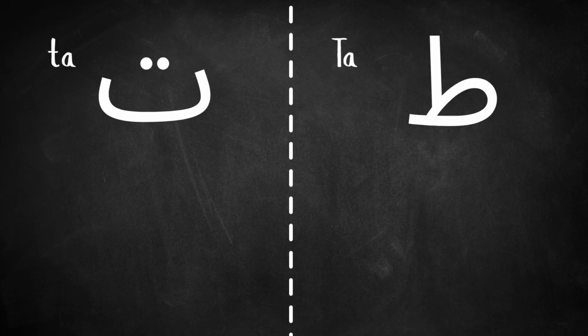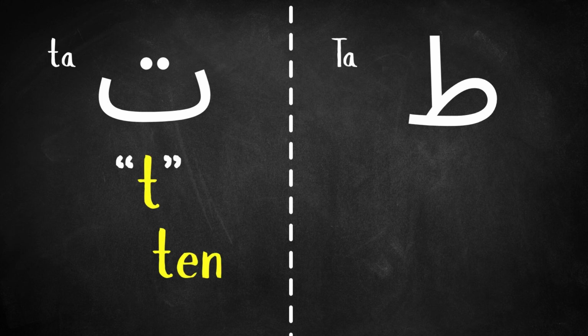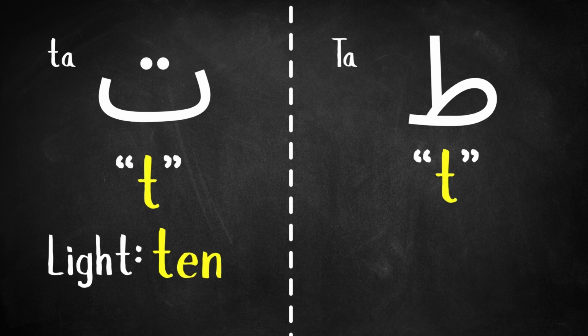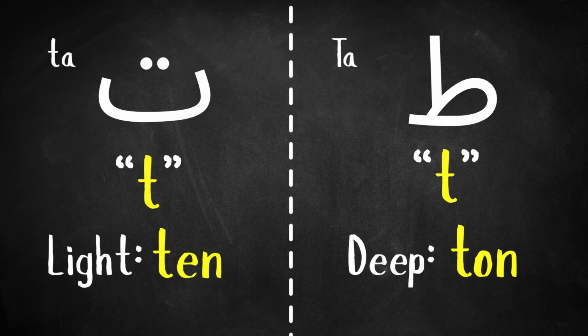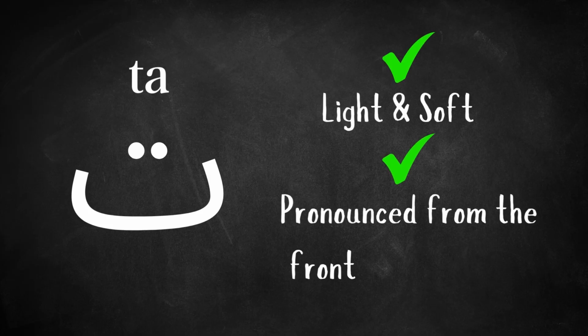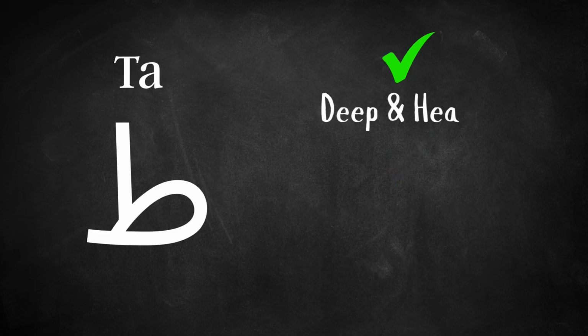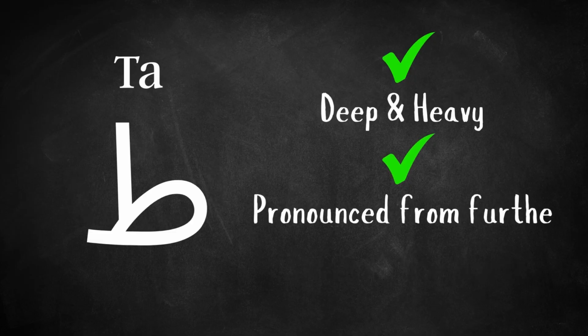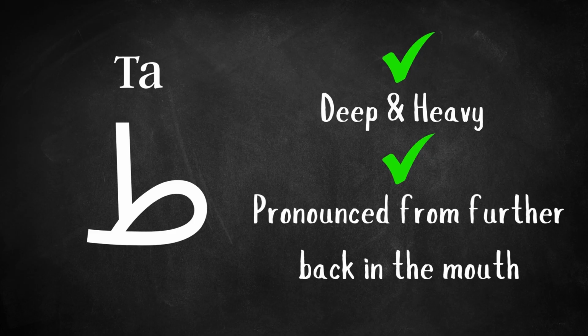These two letters have a similar sound, like the English T in tin, light, and T in ton, deep, except that in Arabic, ta is always light and soft, pronounced from the front of the mouth, while ta is always deep and heavy, pronounced from further back in the mouth.